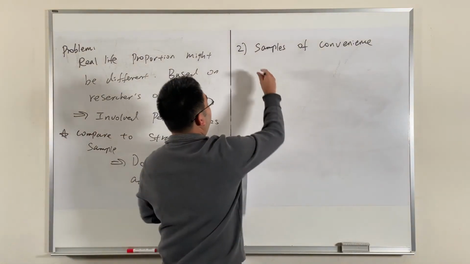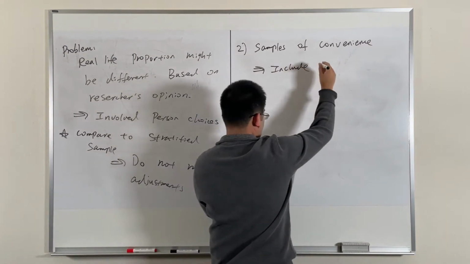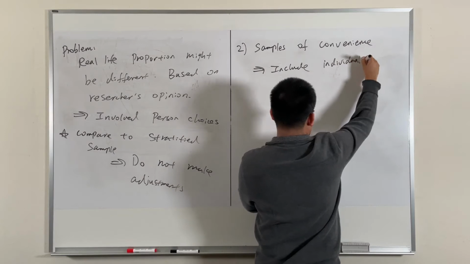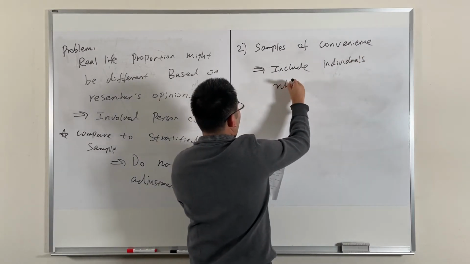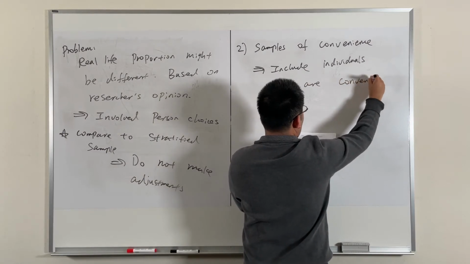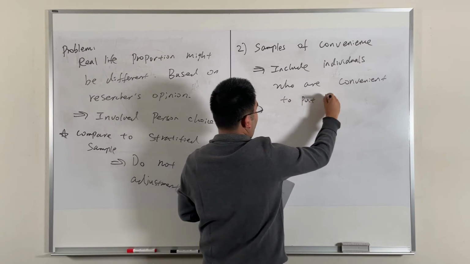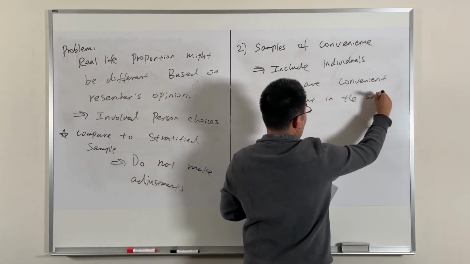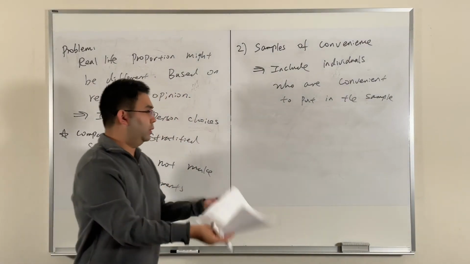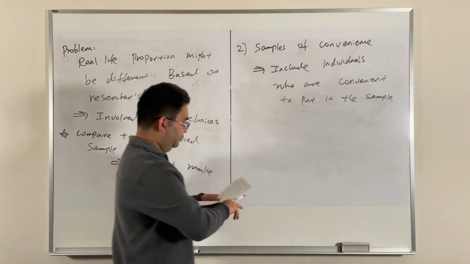Okay, so let me just say this: include individuals who are convenient to put in the sample, right? They're convenient. That's why they're in our sample. And let me give you an example.